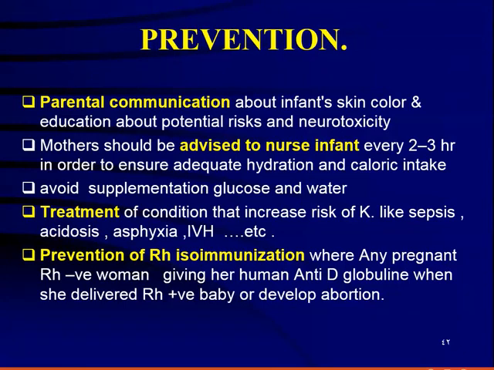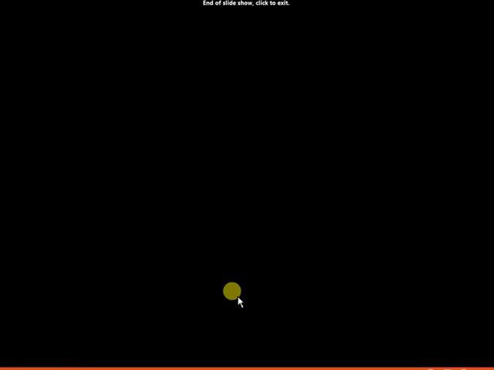Treatment of conditions that increase the risk of kernicterus at lower bilirubin levels, like sepsis, acidosis, and asphyxia; all these conditions should be treated. And the prevention of Rh isoimmunization, where any pregnant Rh-negative woman is given human anti-D globulin when she delivers an Rh-positive baby or has an abortion.